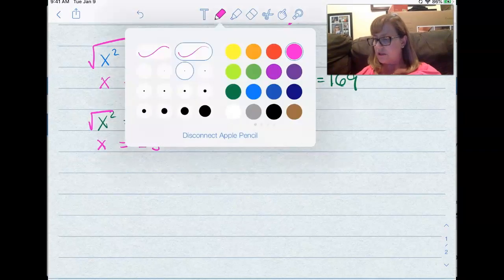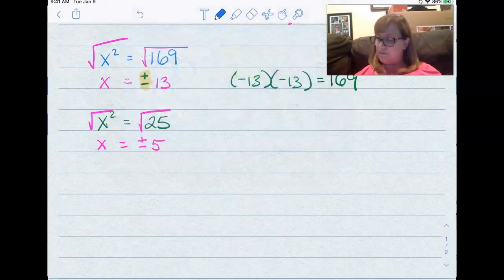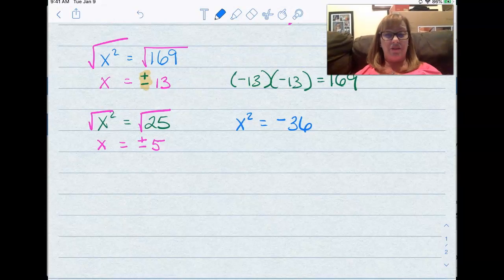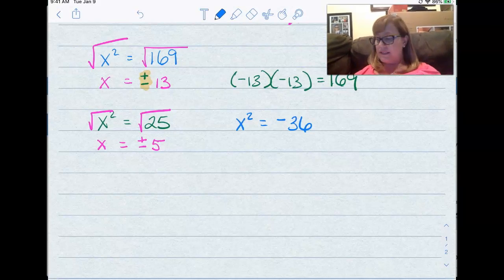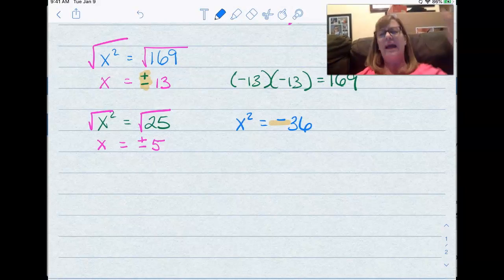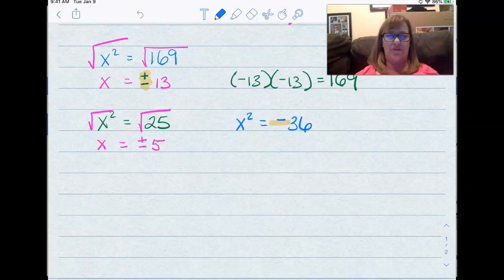Okay, good. What now if we had x squared equals a negative 36? Well, some of you that are going to go fast are going to go, oh, well, that's easy, x equals 6. Don't get caught here. This is different because we have this negative sign right here. You cannot take the square root of a negative number, just like an absolute value will never equal a negative number.